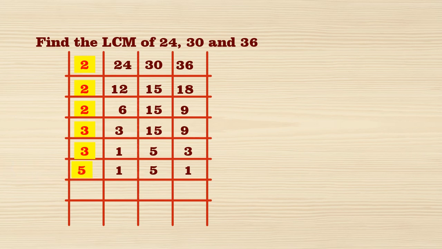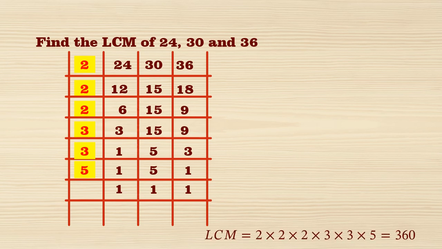5 cannot divide 1, we put 1 down. 5 can divide 5 1 time. 5 cannot divide 1, we put 1 down. Since we arrive at 1, 1, 1, the LCM is the numbers in yellow background, which is 2 times 2 times 2 times 3 times 3 times 5, which is 360. So the LCM of 24, 30 and 36 is 360. That is the number that 24 can divide, 30 can divide and 36 can divide without remainder.